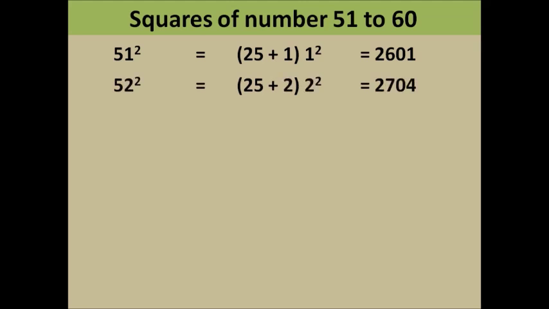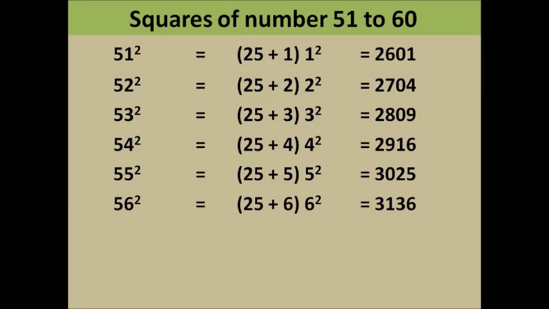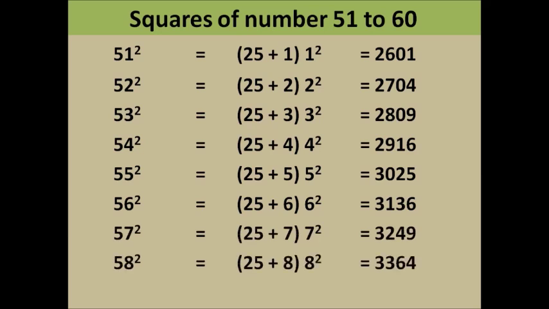Similarly for 52, you take 25, add to it the number at the unit place, and square the unit digit. So you get 25 plus 2 is 27, and 04. Similarly for 53, you add 25 with 3 and square the 3, that is 2809. Similarly for 54, in each and every case you add 25 with the unit digit and square the unit digit, and you will get the square of that number. This is applicable for the numbers from 51 to 59.